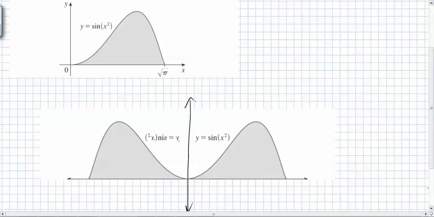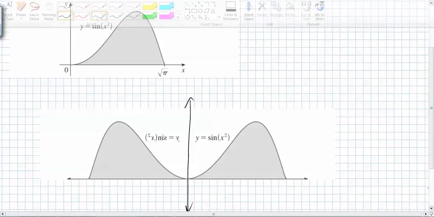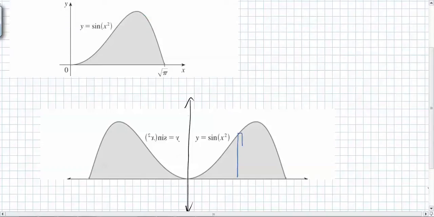So you have to draw the height of each cylindrical shell. So let's draw the height. Let's get some blue here. So let's say that's the blue here. What's the height going to be? H in terms of x. What's the height? Sine of x squared, right, exactly.